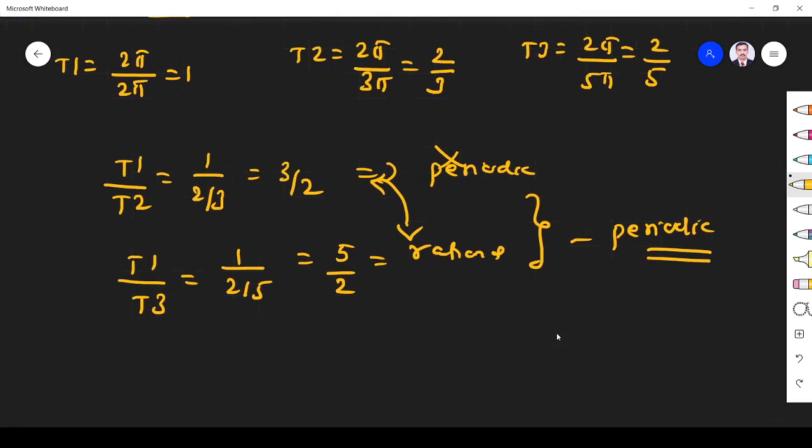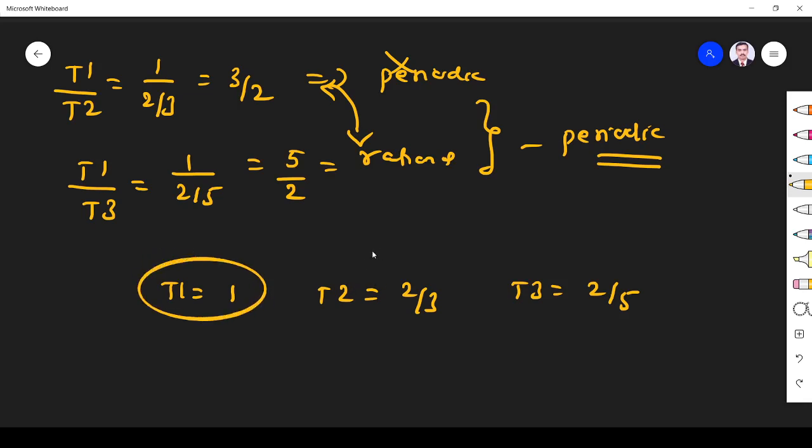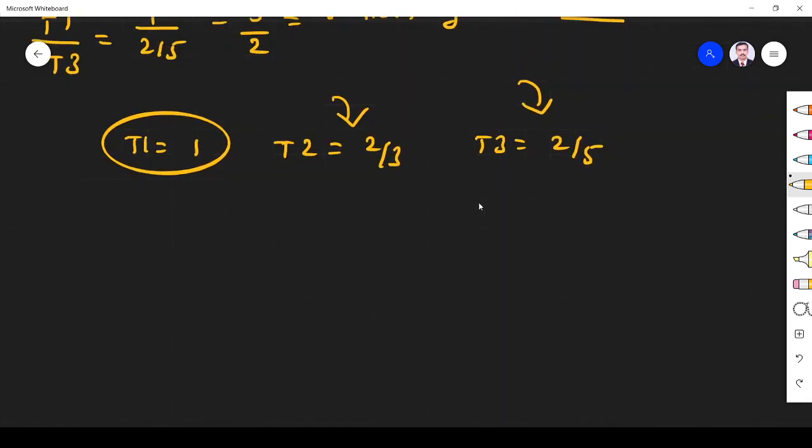Now we have to find the periodicity. That is a critical job. Let us see how to do it. T1 is 1 second, T2 is 2 by 3, and T3 is 2 by 5. So signal 1 repeats after every 1 second, signal 2 repeats after every 2 by 3 second, and signal 3 repeats after every 2 by 5 second.